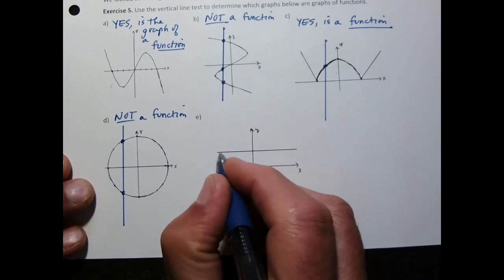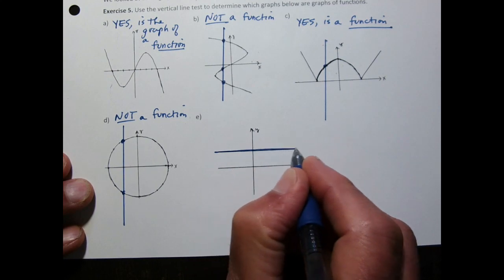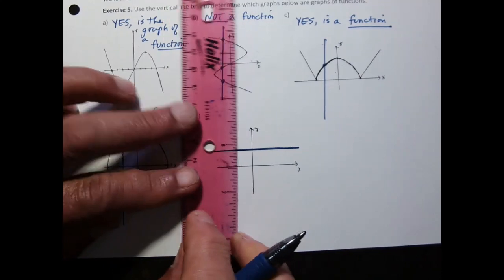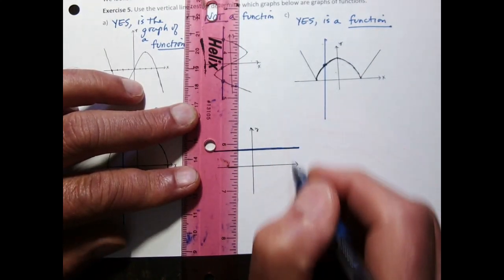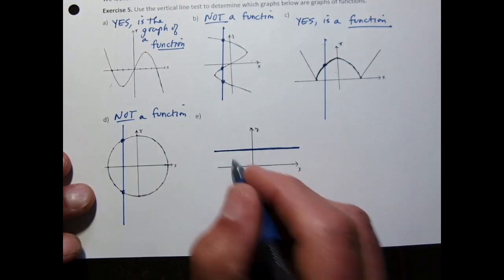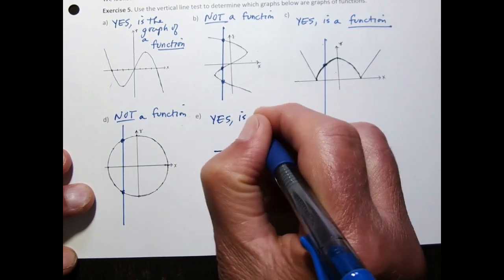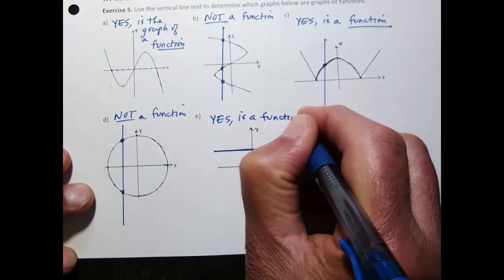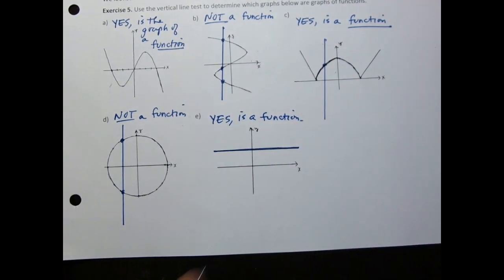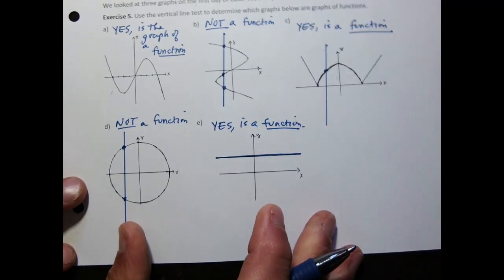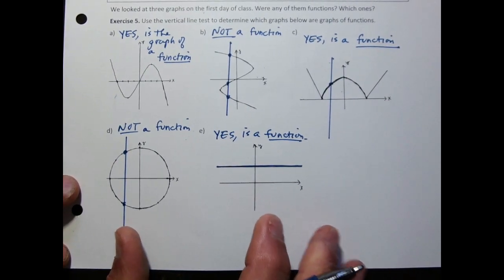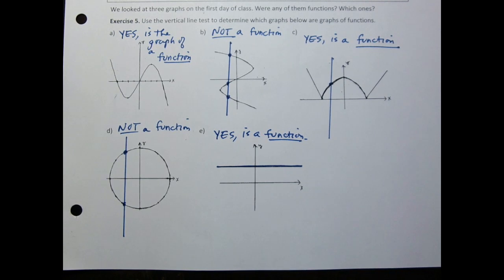And then E is just a horizontal line graph. But if I draw vertical lines through this picture, they're only going to cross that horizontal line once. So yes, that is a function. So the vertical line test, again, is a great tool to look at a graph and decide whether the graph is a function or not. Now we have one more part to this, so we'll finish up this handout in the next video.